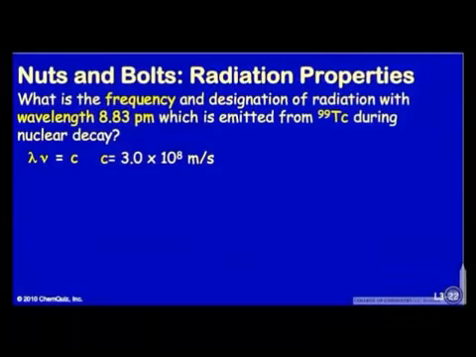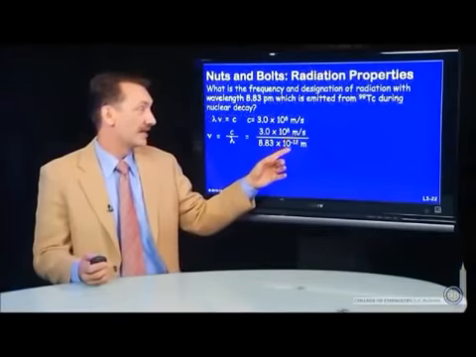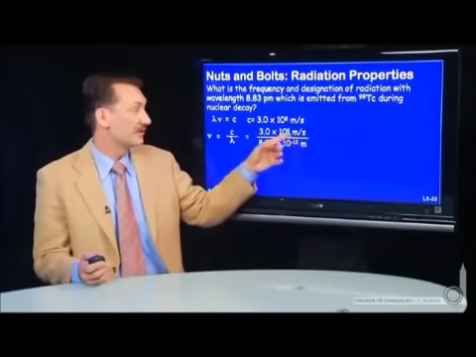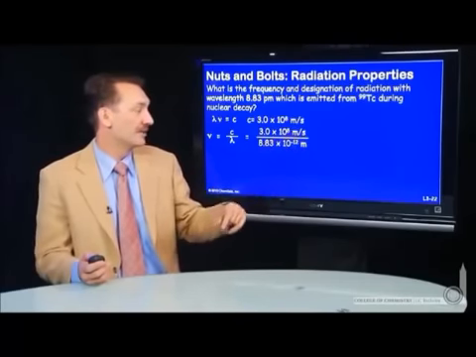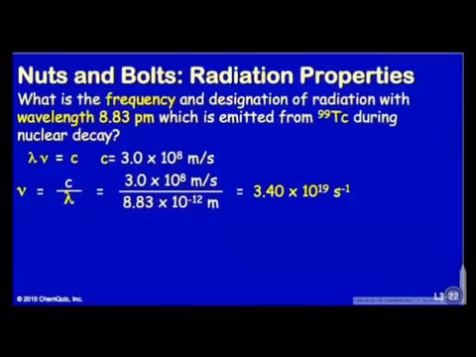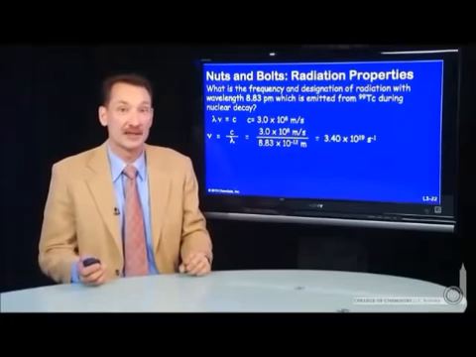So the product of the wavelength and the frequency is the speed. We can solve for the frequency. The frequency is the speed over the wavelength, and just simply plug those two numbers in. 8.83, and now I've written 10 to the minus 12th meters because my speed of light has the units of meters per second, so I want all my units to be the same. I can do that division: 3.4 times 10 to the 19th reciprocal seconds, or 3.4 times 10 to the 19th hertz. So very, very, very high frequency, very short wavelength as we'd expect.